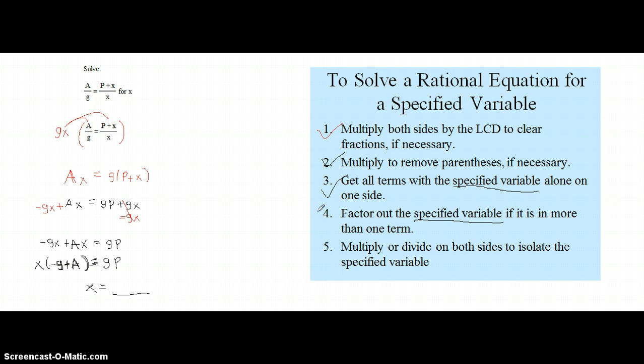And last step, step 5, is multiply or divide on both sides to isolate that specified variable. Since this x is on the outside now, it's being multiplied by the negative g plus a. I can divide both sides by negative g plus a, because that will mean it will cancel. If I do it to the left side, I need to do it to the right side.